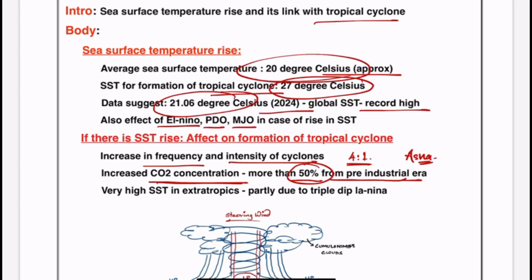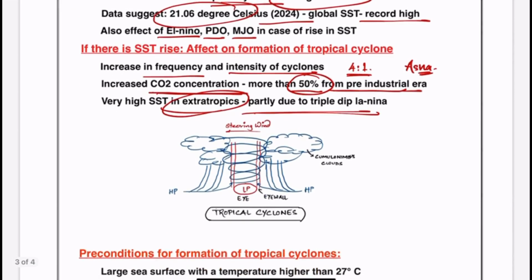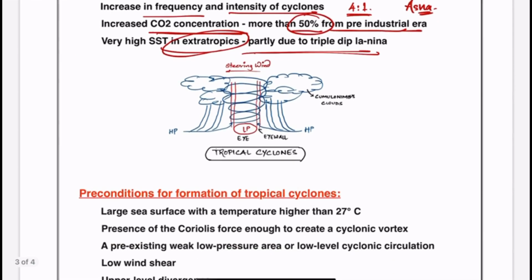Now, very high sea surface temperature has been recorded in extratropics, and the indirect impact of triple dip La Nina can be seen in case of extratropical region rise in sea surface temperature. After writing all this in relation to sea surface temperature, we will write about the preconditions related to the formation of tropical cyclones as well.